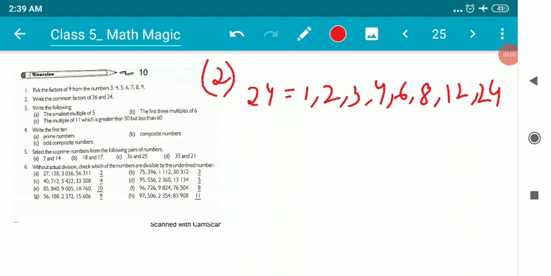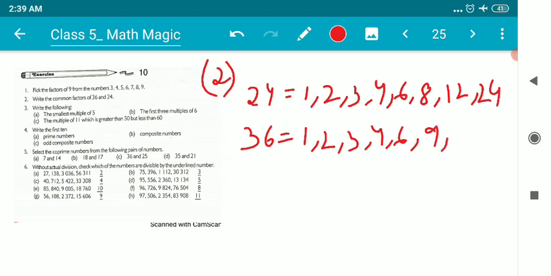Let us write all the factors of 36. What are the factors of 36, children? 1, 2, 3, 4, 6, 9. Okay. Then after 9, 10, no, not 11, 12. After 12, 13, no, 14, 15, 16, 17, 18, yes, 18 can divide 36, then directly 36 itself.